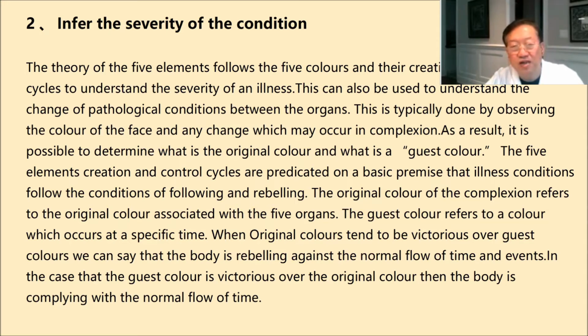The five elements creation and control cycles are predicated on a basic premise that all illness conditions follow the conditions of following and rebelling. The original color of the complexion refers to the original color associated with the five organs. The guest color refers to a color which occurs at a specific time. When the original color tends to be victorious over the guest color, we can say that the body is rebelling against the normal flow of time and events. In the case that the guest color is victorious over the original color, then the body is complying with the normal flow of time.